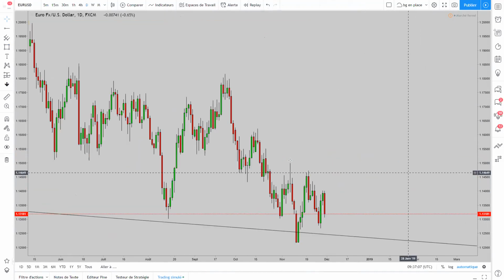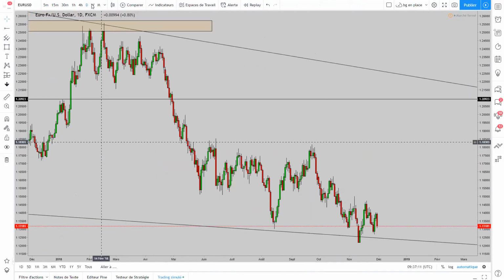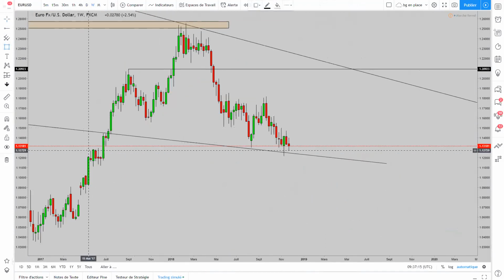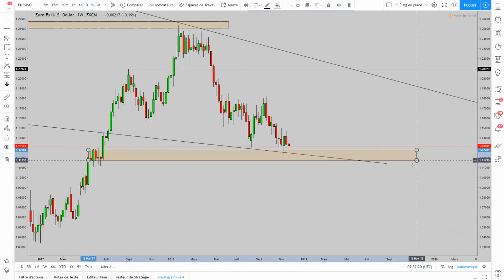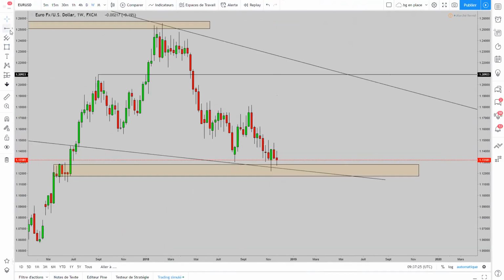Okay. So on the daily, what do we have? Wait, I finished breaking down the weekly. Here we have a demand zone, a big demand zone. So it can act like a support with the two supports. Maybe it's time to bounce or break in this direction. 1.20. Yep.